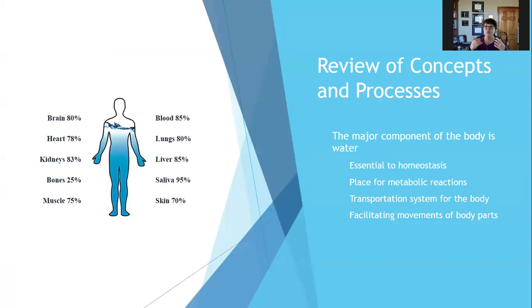So the major component of the body is water. Even though we seem like we're solid, a really large percentage of the makeup of our body is water, and water is essential to homeostasis. So all of the processes that go on in our body to maintain homeostasis use water as the medium. So it is the medium for metabolic reactions. So any reactions that go on in cellular metabolism or any other kind of reactions happen in water.